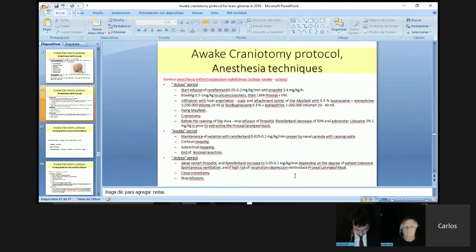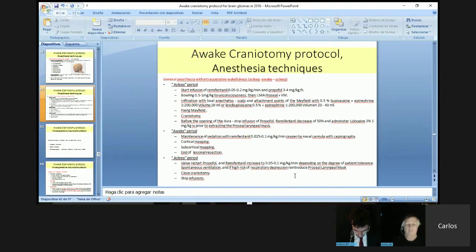During general anesthesia with intraoperative wakefulness, we use asleep, awake, asleep techniques. During the first, asleep period, start with an infusion of remifentanil and propofol. We need to use local anesthetics too.